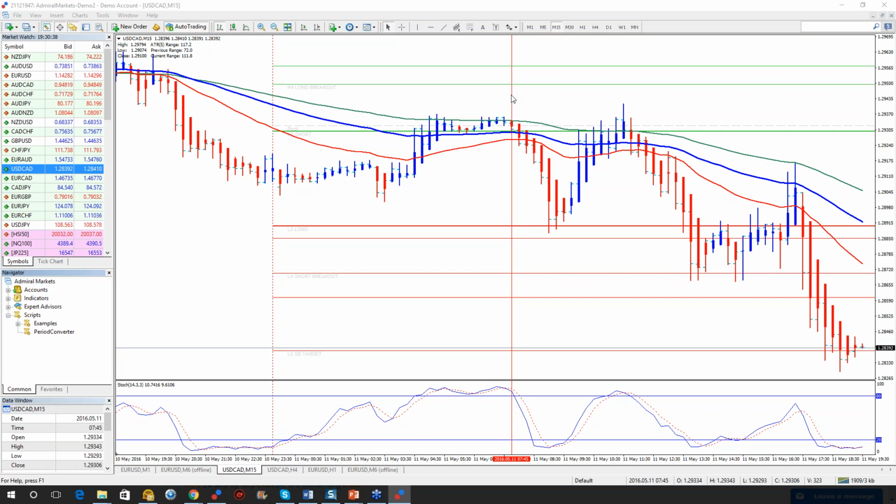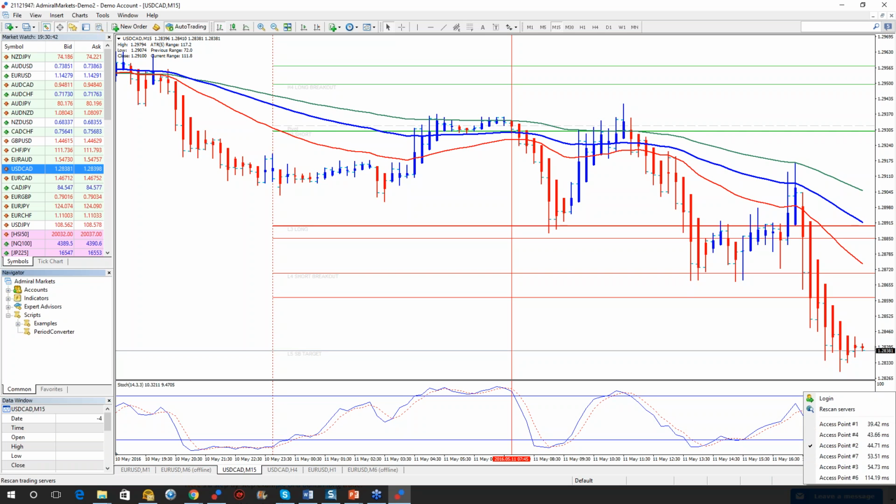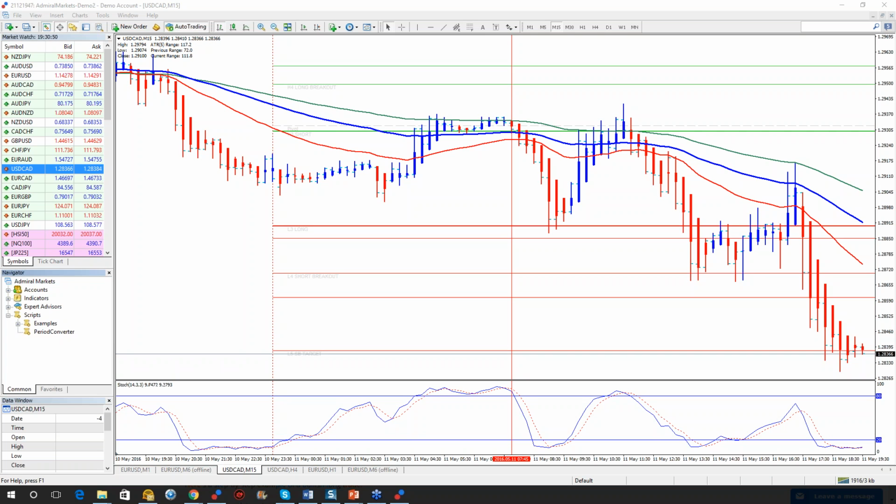Okay, one more example. Yes, Faith is asking, where can I download EMA indicators? Faith, just send me an email. I will send you all these indicators. Okay, just send me an email and I will send all these indicators. My email is this one.